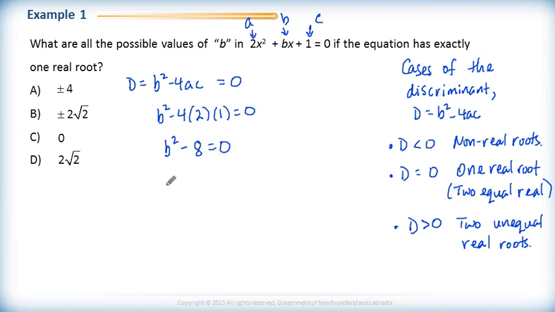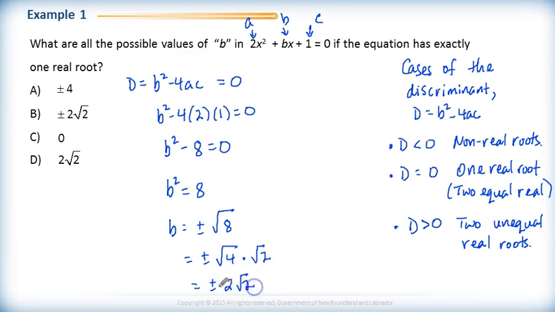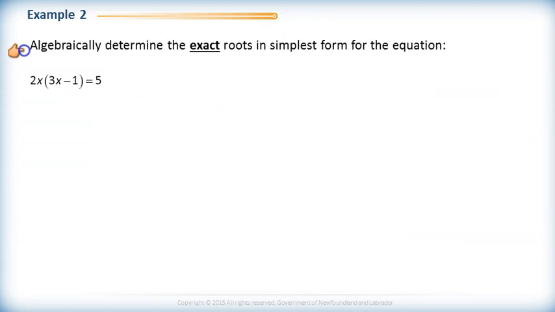It's kind of like a quadratic equation here now. We've got b squared equals 8. We can solve this using the square root property because there's no middle term in our quadratic here. So we've got b equals plus or minus the square root of 8. Now that doesn't quite look like anything we have here, until we realize root of 8 can be expressed as the square root of 4 times the square root of 2. So we've really got plus or minus 2 root 2. The answer is B.